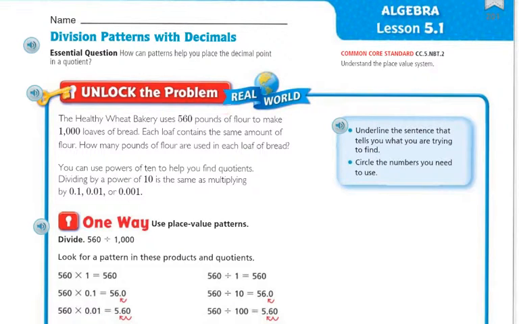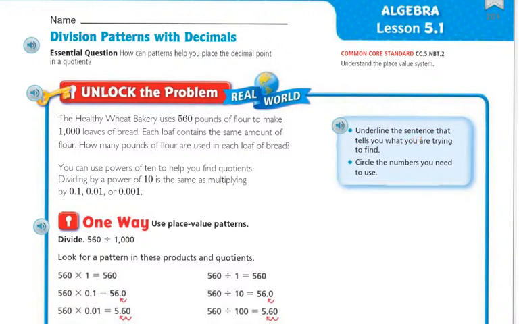Let's unlock the problem. The Healthy Wheat Bakery uses 560 pounds of flour to make 1,000 loaves of bread. Each loaf contains the same amount of flour. How many pounds of flour are used in each loaf of bread? You can use the powers of 10 to help you find the quotients. Dividing by the power of 10 is the same as multiplying by 1/10, 1/100th, or 1/1,000th.